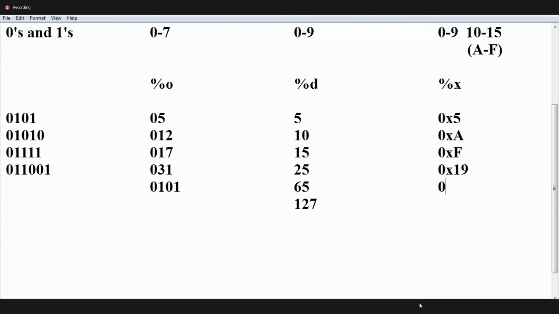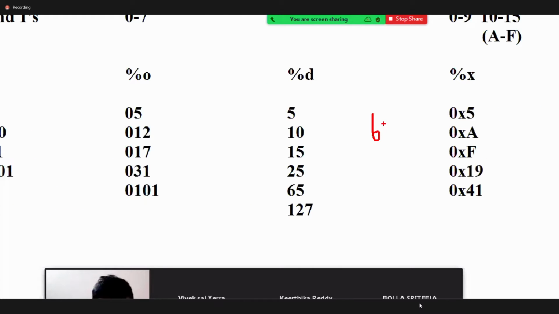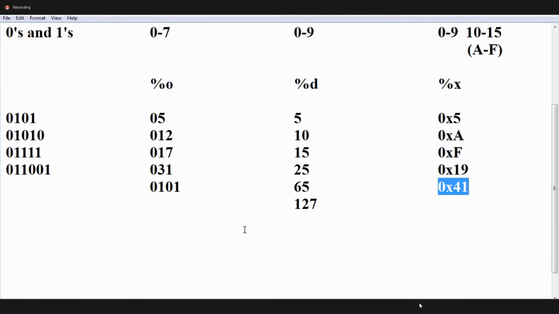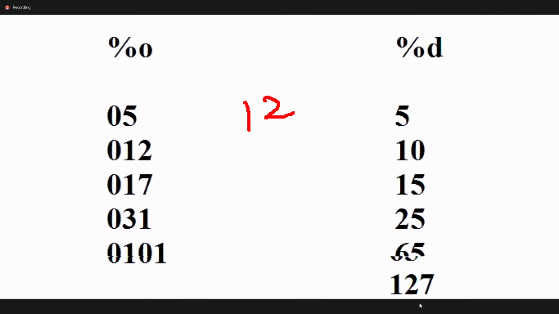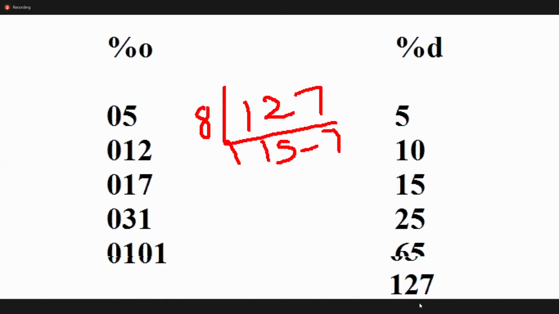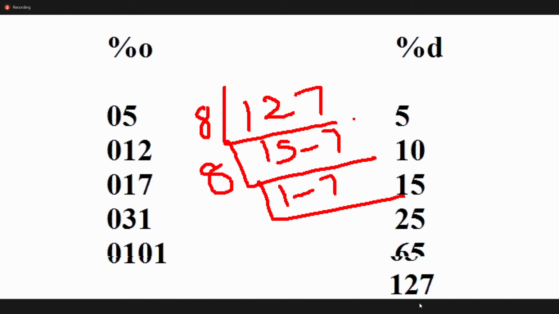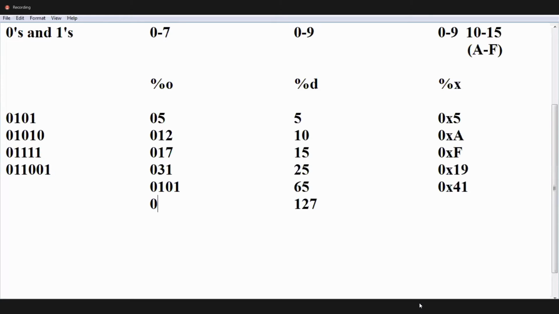Next, this one, 0x41. Why 41, guys? We are doing 65 by 16. How many times? 4 times. Remainder is 1. 0x41. Now this is 127, guys. 127 by 8. How to do the octal number, guys? 15 times. 15 by 8, 1 time. Remainder is 7. 177 is the answer. This is 0177.